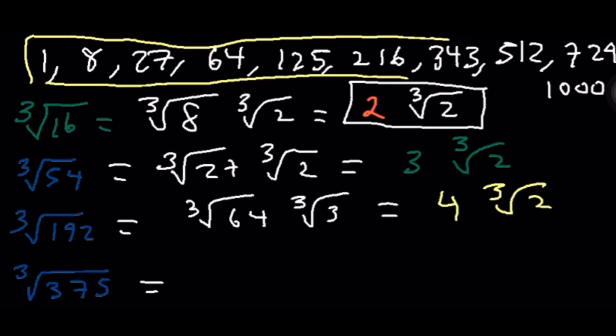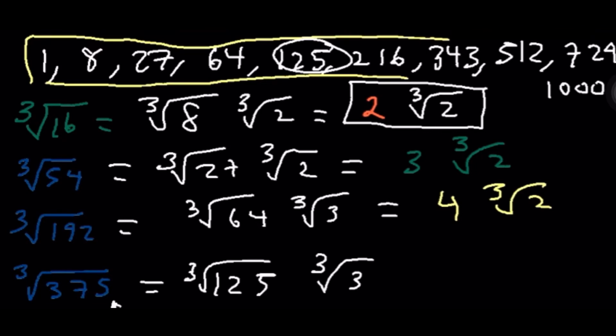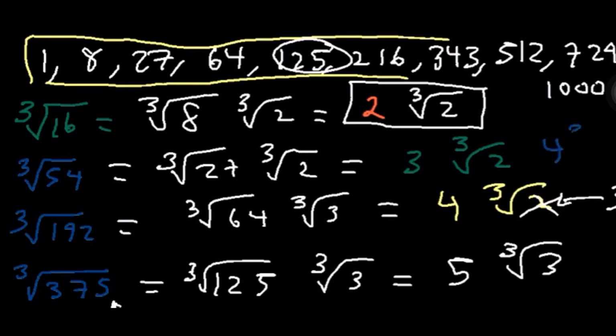Here we have 375. Because there's a 5 in it, chances are it's divisible by 125. So 375 divided by 125 is 3. And the cube root of 125 is 5. Oh wait, that was supposed to be a 3. So the previous answer was supposed to be 4 cube root of 3. I don't know why I put 2. Maybe I got in the habit of writing 2's.